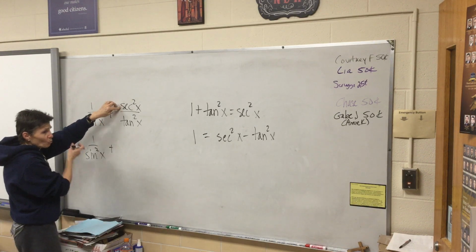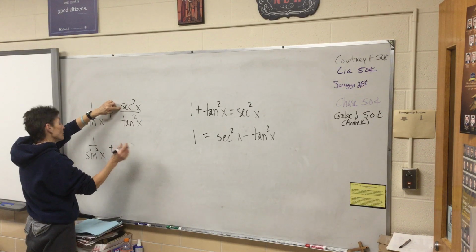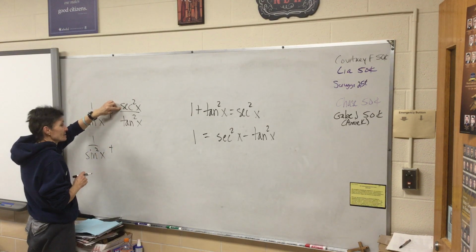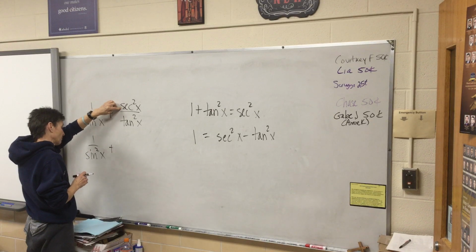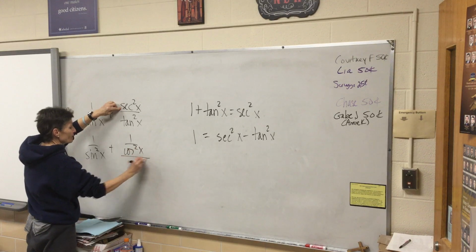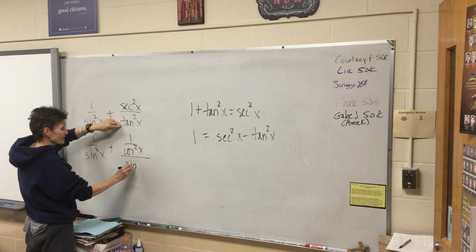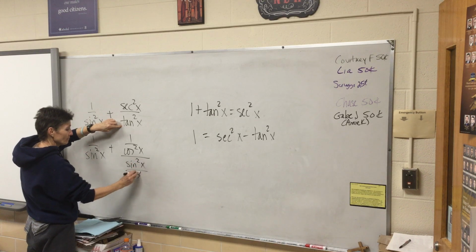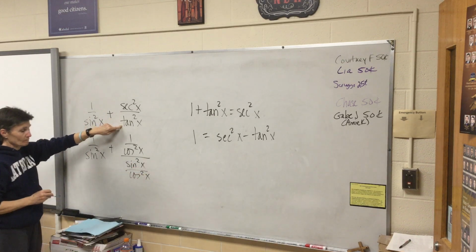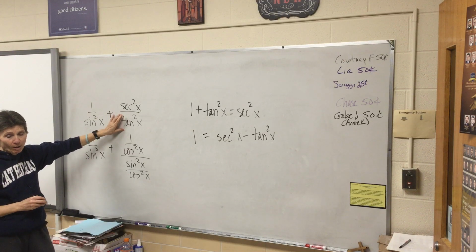What's secant squared? 1 plus tan squared. Okay, what else is secant squared? It is, but what else is it? 1 over cosine. It's 1 over cosine squared. And tangent squared is sine squared over cosine squared. Yes. We've changed that one now in half of our problems. Tangent is sine over cosine.